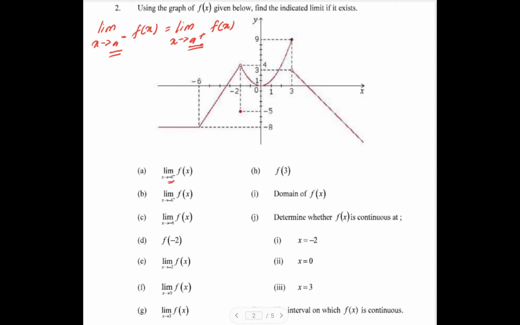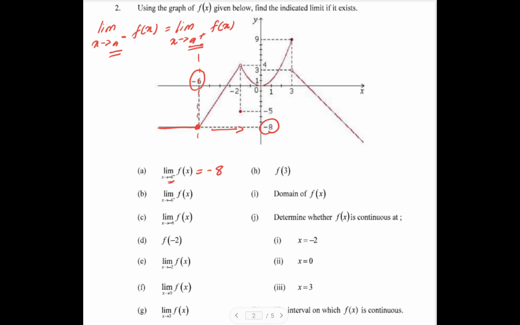So look, where is negative 6? Here. So this is the line at negative 6, and then from the left. This graph, when it approaches negative 6 from the left, stops here. Okay, so what is the value of y? The value of y is negative 8 here. So the answer is negative 8.